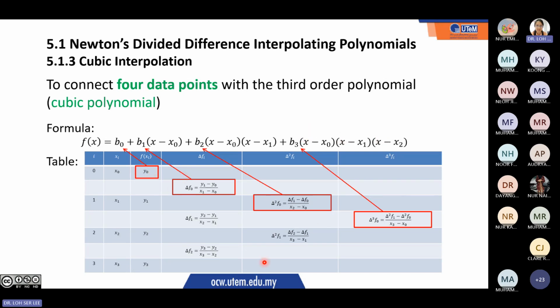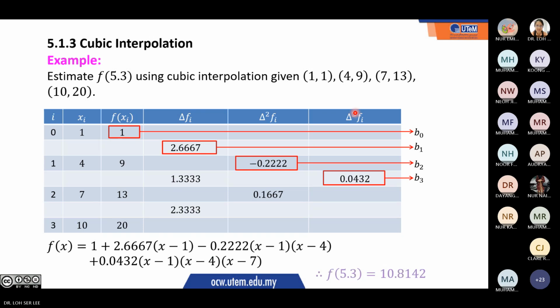Then you will construct this table. This is your B0, B1, B2, and B3. Now we look at this example. You are given 4 points. We want to estimate, when x is 5.3, what is your y value or f value?